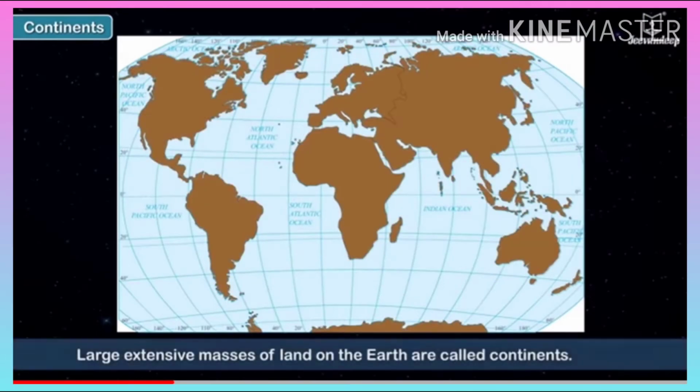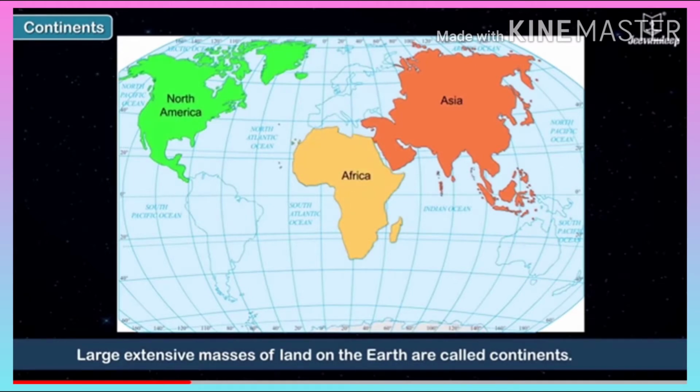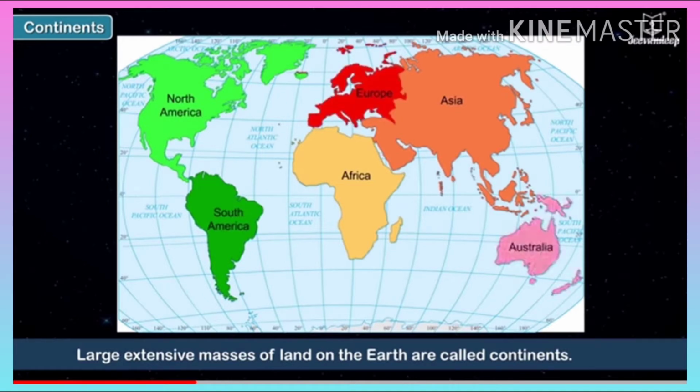Continents. Large, extensive masses of land on the Earth are called continents. Asia, Africa, North America, South America, Europe, Australia, and Antarctica are the 7 continents on the Earth.